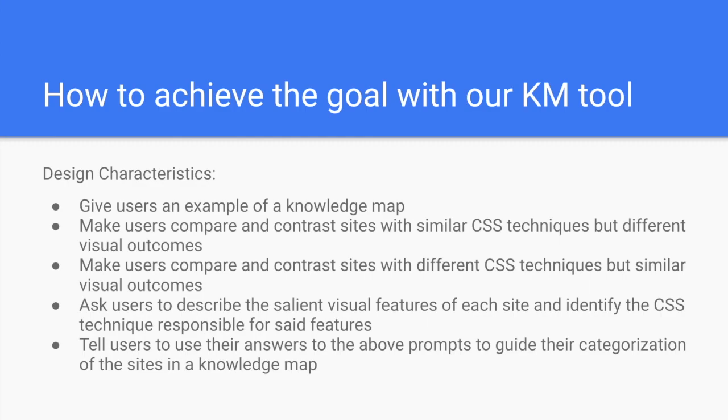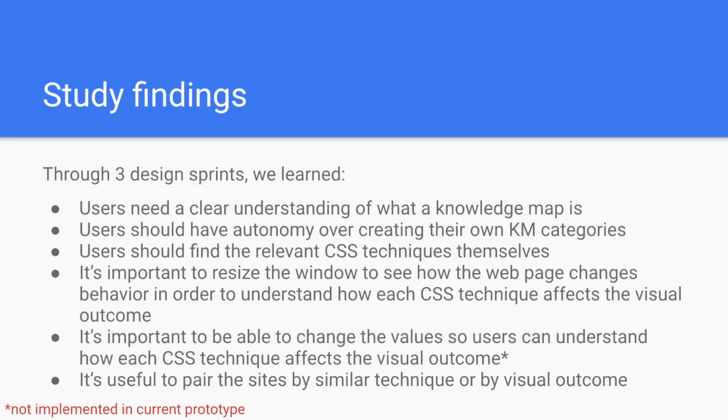And number 5, tell users to use their answers to the above prompts where they recognize the salient features and responsible techniques to guide their categorization of the sites in a knowledge map. We ran 3 different design sprints with 3 different iterations of our prototype.